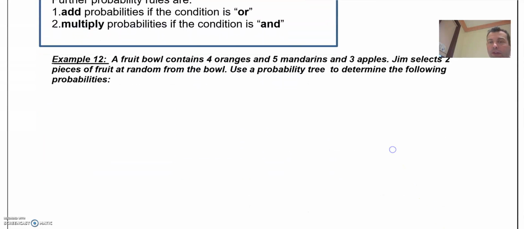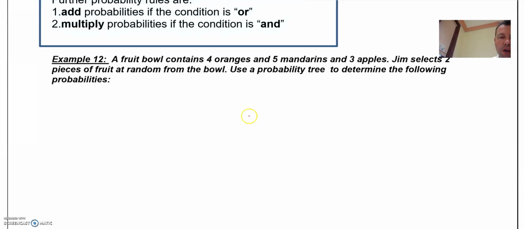Let's jump straight through to this example here. I've got a fruit bowl with 12 pieces of fruit in there. If I take 2 pieces of fruit out, I've got 12 times 11, which is 132 different branches at the end, and that's a mess of a diagram. The way that we're going to model this is, instead of looking at 12 pieces of fruit, I'm going to say that there are 3 options: an orange, a mandarin, or an apple.